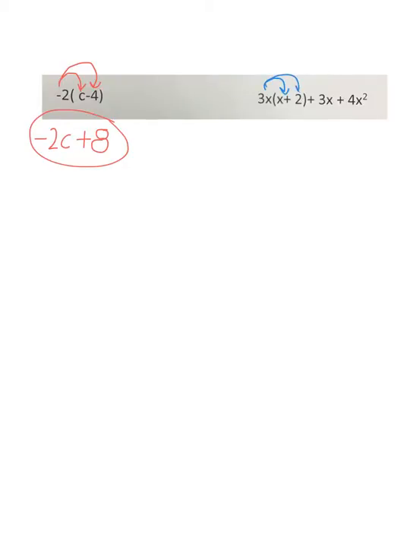For this second one, we got to start with distributing. So distribute 3x to the x and distribute 3x to the 2. 3x times x gives me 3x squared. 3x times 2 is 6x, so bring down your plus sign, bring down your 6x. Don't forget about those other terms still up there. So plus 3x plus 4x squared. They need to be brought down.